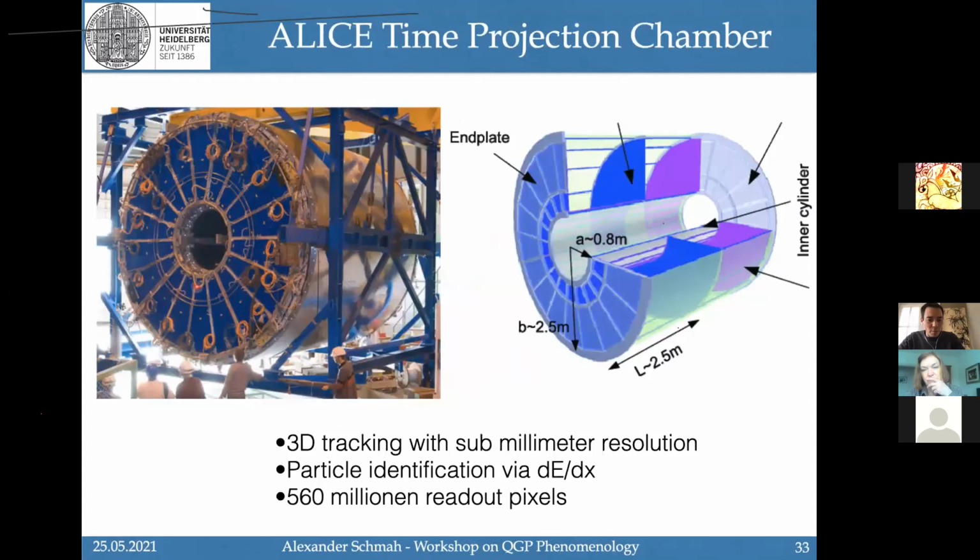So you see here also people. This is 5 meters in diameter, 5 meter length. You see here the inner cut. And again, I'm not going into the details here. I just want to point out that this TPC had in the past 560 million readout pixels. So in comparison to the 15,000 I pointed out at the beginning at the EOS time projection chamber.